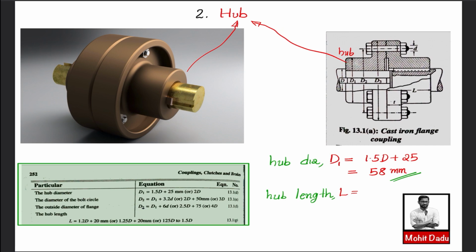So the hub length L is equal to 1.2D plus 20 mm, and if you substitute, you will get 46.4 mm. This will be rounded to the next even number, that is 48 mm, which will be the hub length that we are selecting. So these are the two parameters for the hub. Now we have discussed the design of two components of this flange coupling. Next we will be seeing the third one.